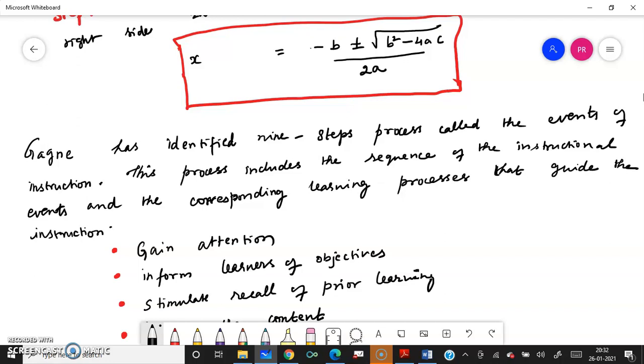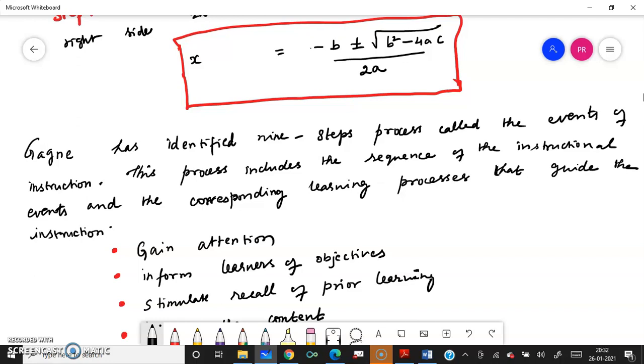First, what are the nine steps? The first step is gaining attention. Before starting, students should be attentive, so you ensure that students are attentive. That will be your first step, right? What is the second step? The second step is nothing but informing learners of the objective. These are the things you are going to learn. They should know what they are supposed to learn, and that makes them interested, right? So that will be your second step.